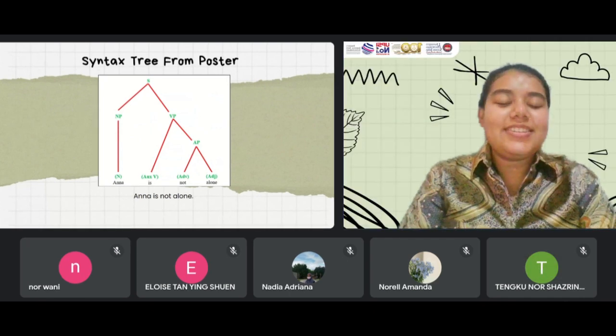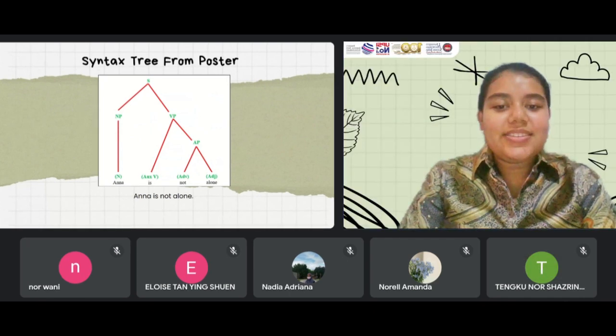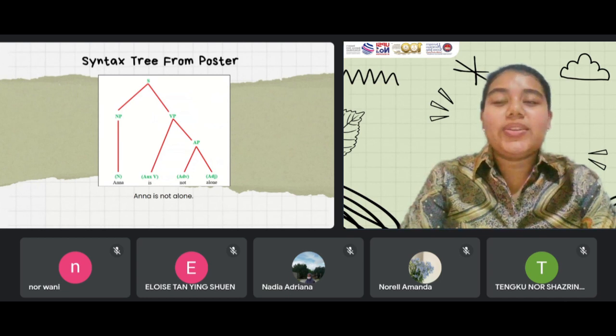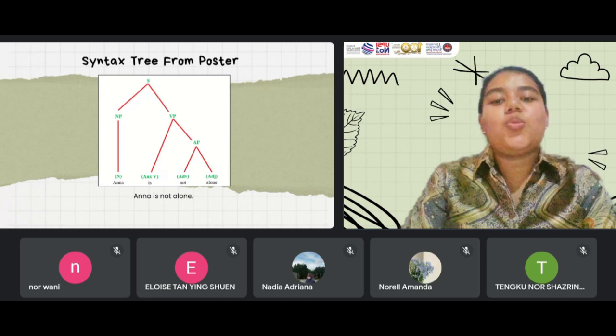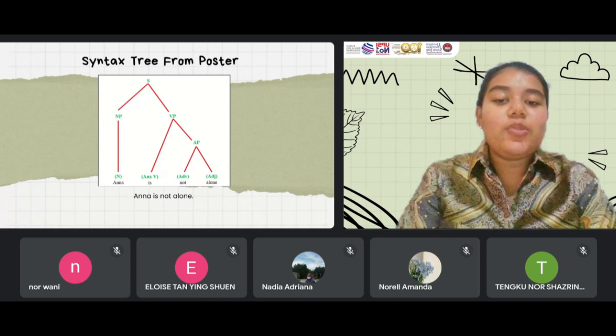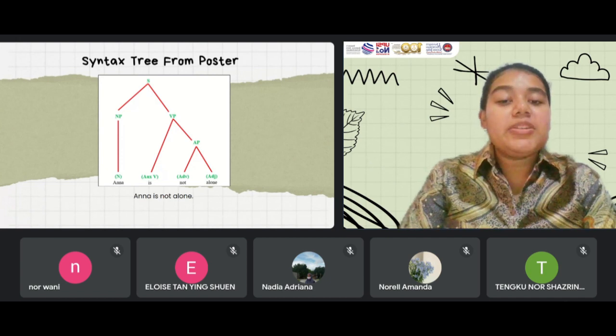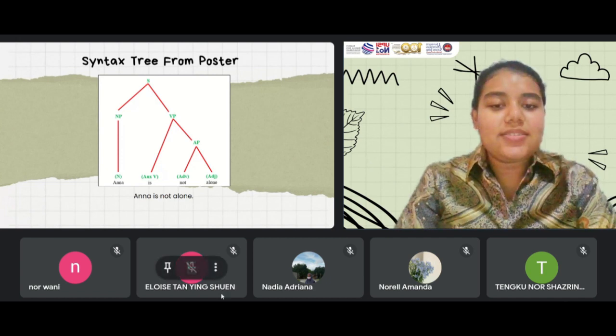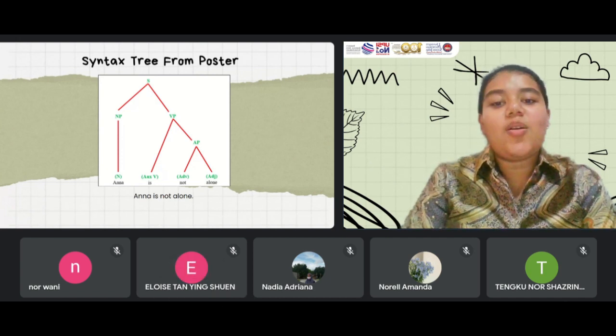Moving forward in syntactic, to create a syntax tree, we must know the syntax rules. There are 4 phrase syntax rules and also 1 syntax sentence rule. So every time we do a syntax tree, we must begin analyzing it from the right of the sentence and connect it with whatever word is on its left.